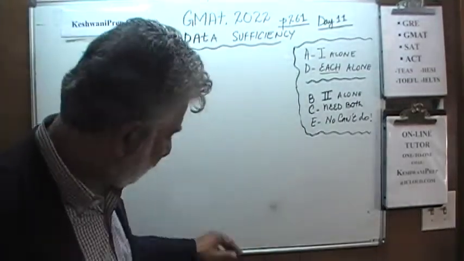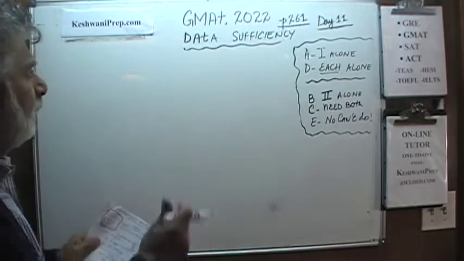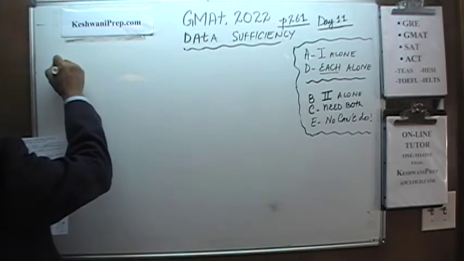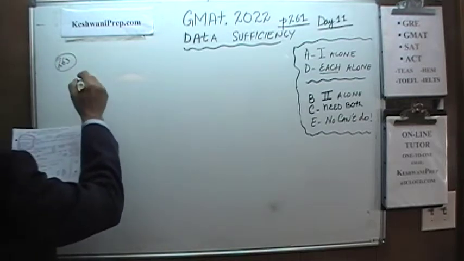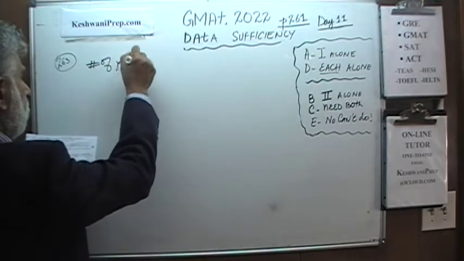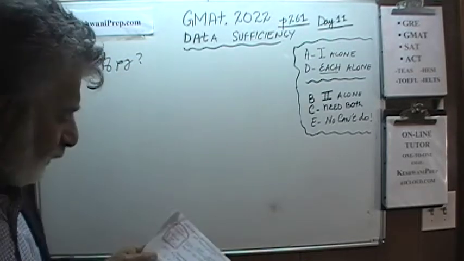Very first problem. Number 263 on page 261. The very first data sufficiency problem is number 263. In number 263, they're asking us, how many pages there are in the book? Let's see what they tell us.